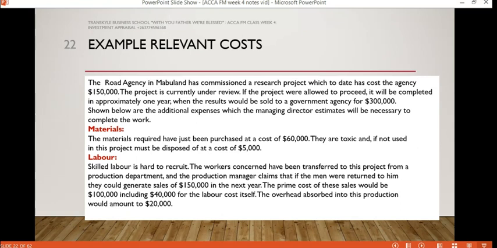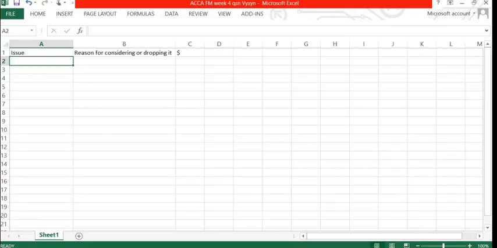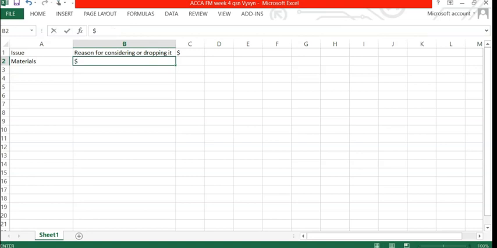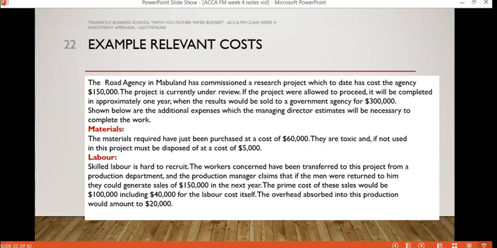You come to your answer sheet, to the spreadsheet, and say materials. You come here, you say 60,000 is irrelevant. In brackets you say sunk cost, because if you don't tell the examiners, then they're not going to give you any mark. Then you come back to the question and say, what about the other issue explained?